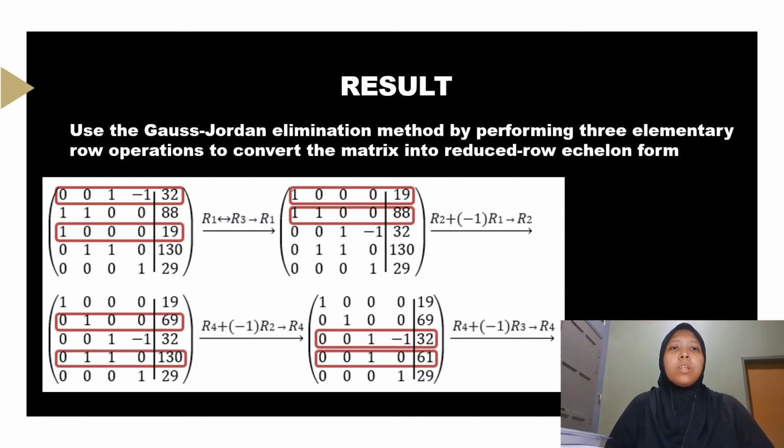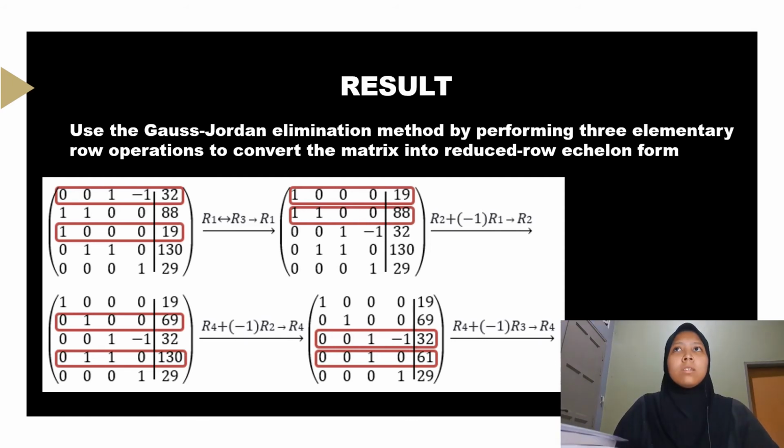Firstly, we need to make sure that the entry in the first row and first column is 1, or what we call a leading 1. Therefore, we will exchange row 1 with another row that has a leading 1 in the first column. In this case, I'm going to exchange the first row with the third row. Because we are using the reduced row echelon method, all the entries below and above the leading one must be 0. As you can see, below the leading one in the first row is also 1, so we need to change it to 0.